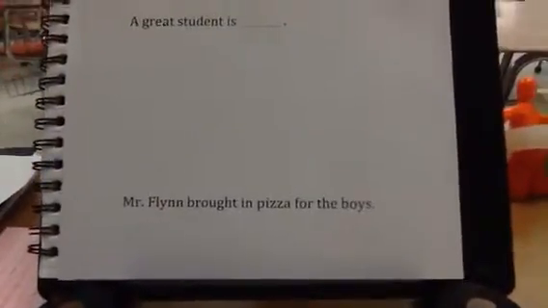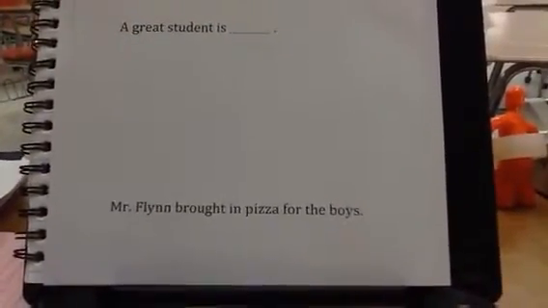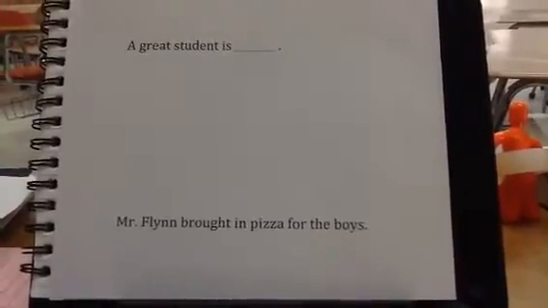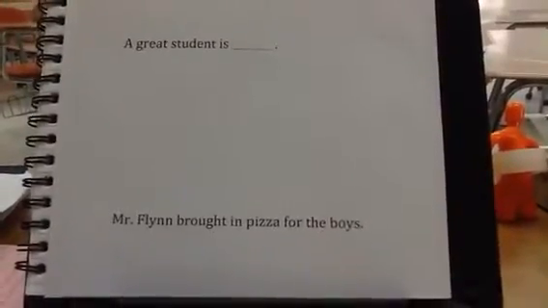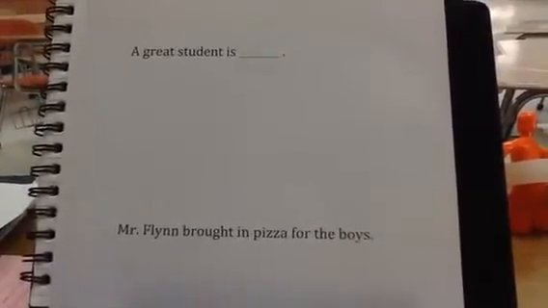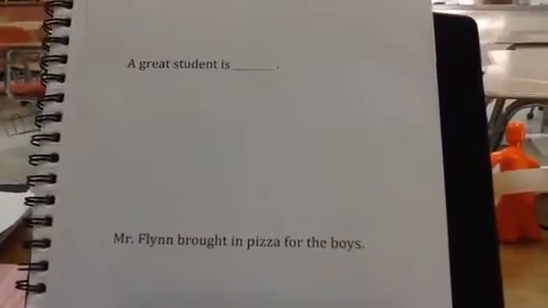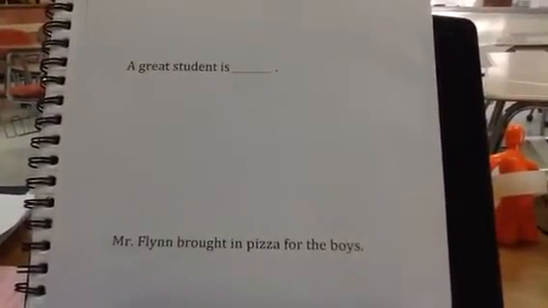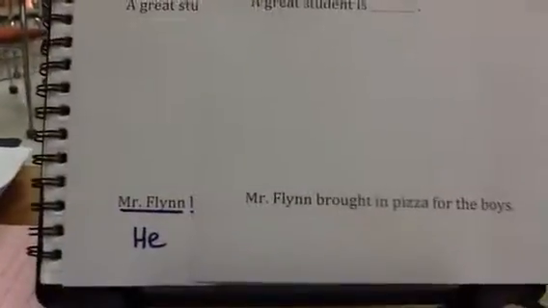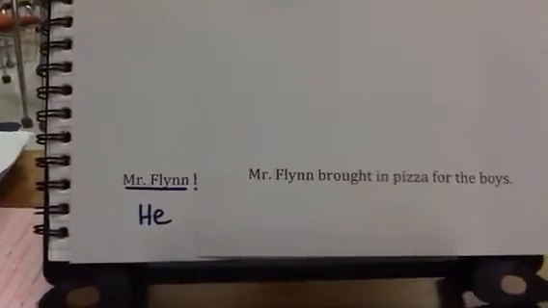Now, here's one that's a little tougher. Mr. Flynn brought in pizza for the boys. Okay. What is the verb in the sentence? It's brought. So who brought in pizza for the boys? Mr. Flynn. That means Mr. Flynn is a subject. So could I say him brought in pizza? No, because him is an object pronoun. I would need to use one of the subject pronouns to replace Mr. Flynn because he's the subject. So he would be the best subject pronoun to replace Mr. Flynn. The verb is brought, so I put 2 underlines underneath that.